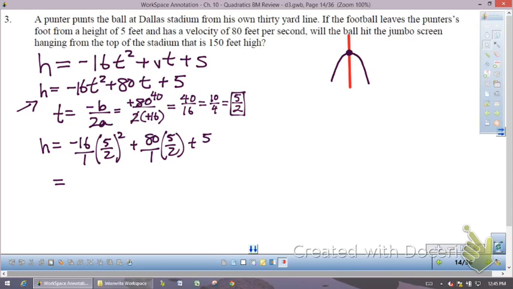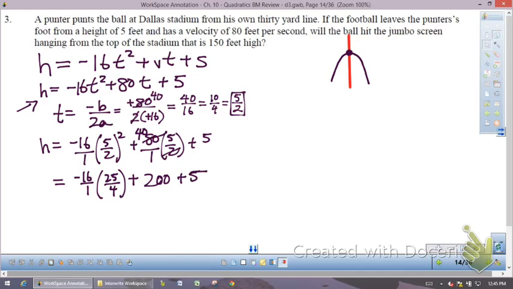Alright, exponents go first. So what's 5 squared, guys? 25. 25 over 4. Hey, let's do some reducing right here. How many times is 2 going into 80 again? 40. Okay, do 40 times 5 real quick. Go for it. What do you get? 200.